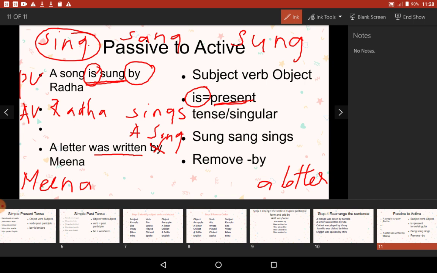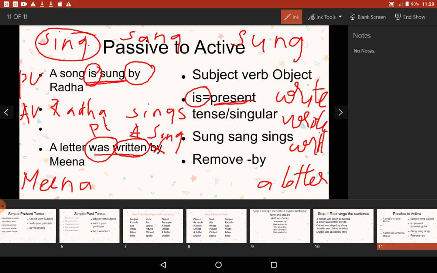So, remaining what do we have? Was written. Now, written is the past participle form. We should change it to past tense because was is past tense, isn't it? So, what is the past tense of written? It is wrote. Wrote, isn't it? Because write is present tense, wrote is past tense, and written is past participle. Here, what do we want? Past tense, isn't it? So, wrote should be written here. Meena wrote a letter.